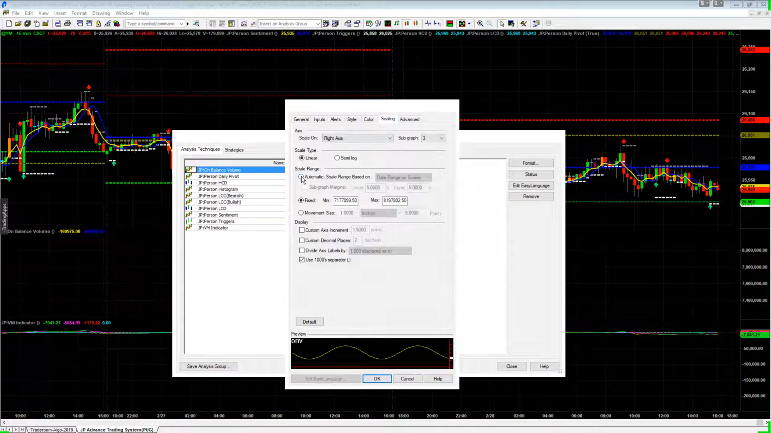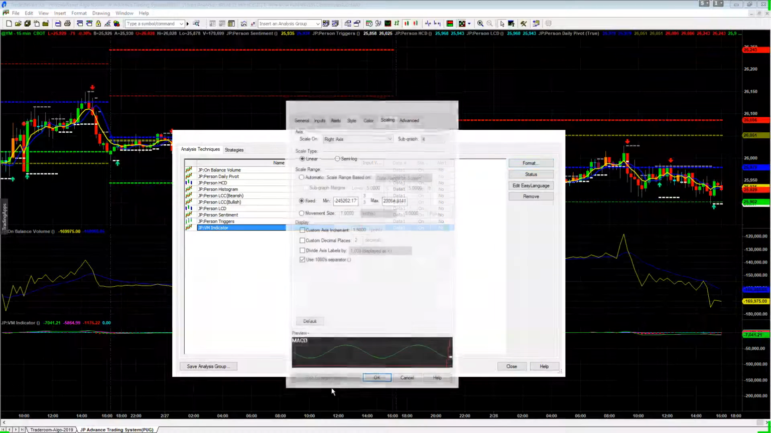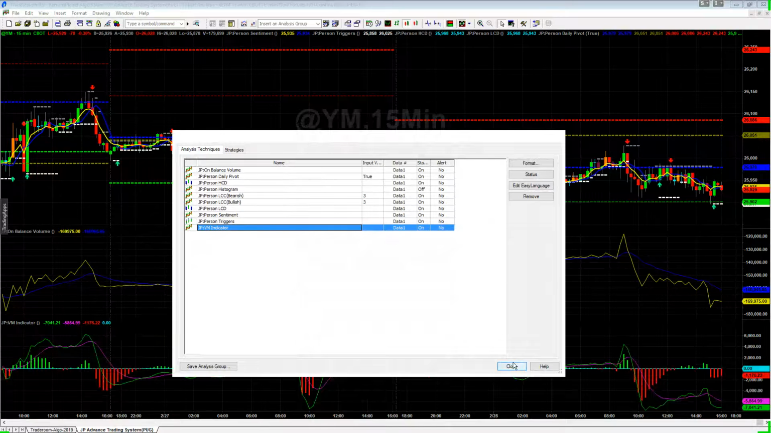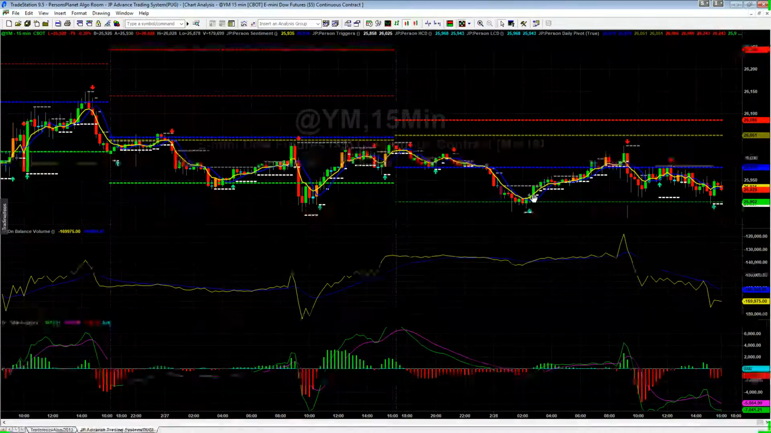So first thing we're going to do is go to scale on balance volume, and then next thing we're going to do is scale hours and put it all back into action again and hit close. So case in point, let's take a look.